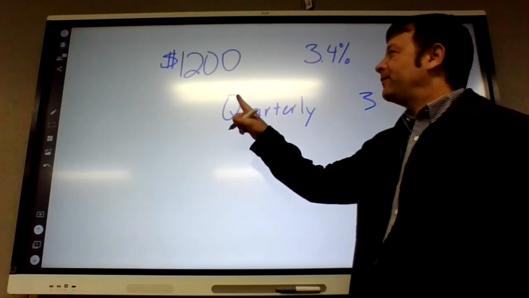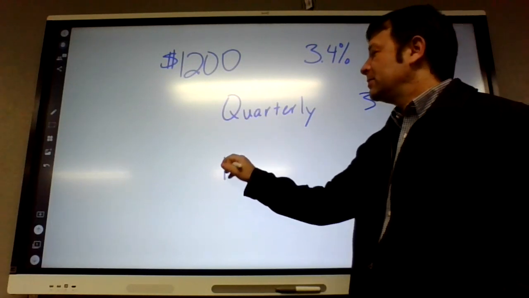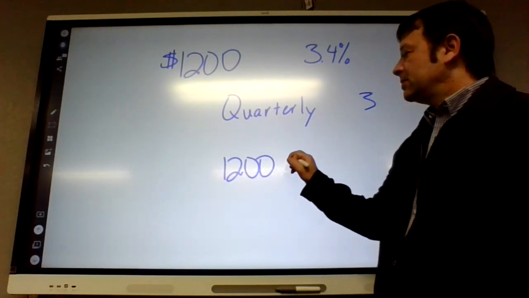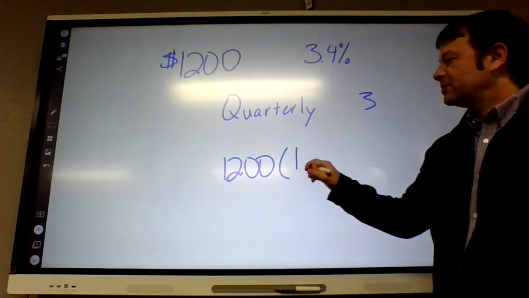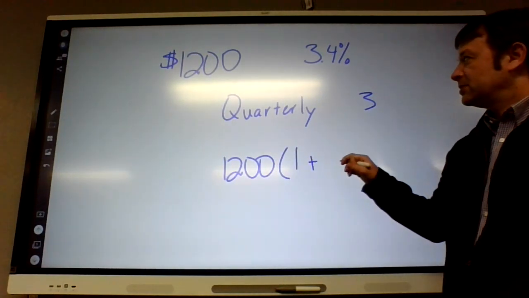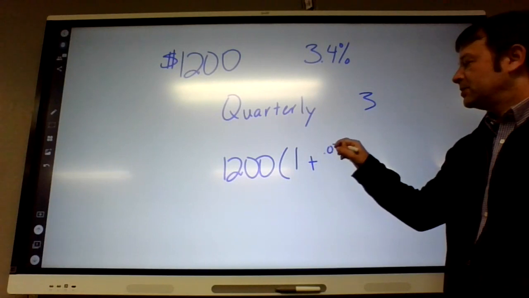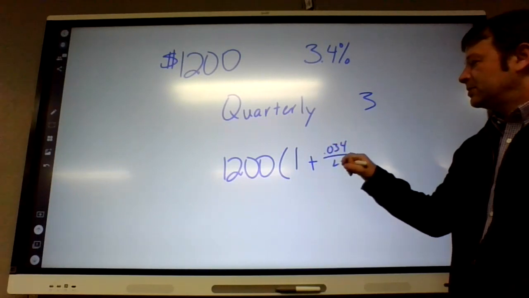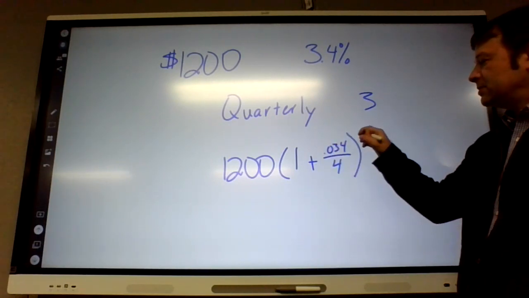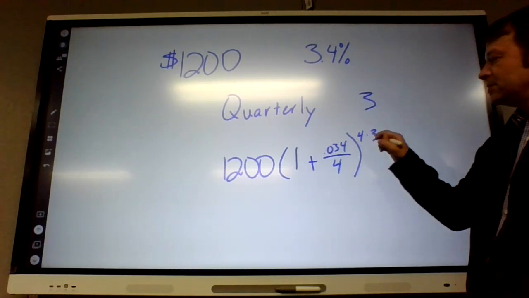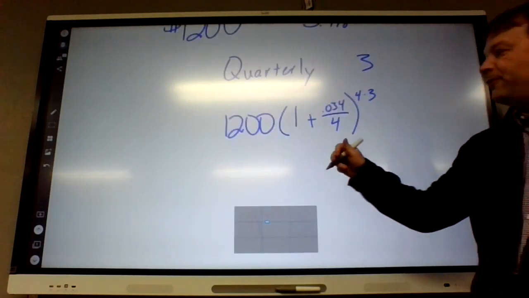Okay, what would I write? 1,200, parentheses, 1 plus 0.034. Good, yeah, that's good. Yeah, the formula.